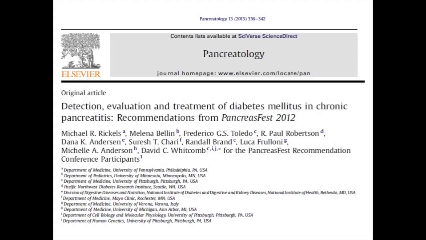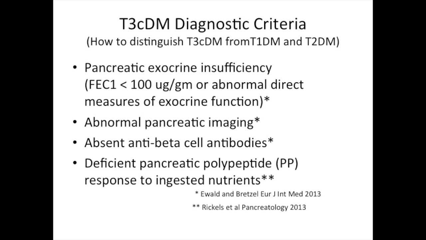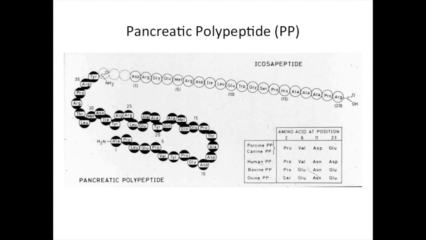And they cited the criteria that Ewald and Bretzel and Philip Hart had used of identifying, documenting pancreatic exocrine insufficiency, either with a screening test such as fecal elastase C1 or more direct testing of pancreatic exocrine secretion, the finding of abnormal pancreatic imaging, usually in association with a history of pancreatic disease, and the absence of anti-beta cell antibodies. In addition, Rickles' consensus group also recommended that the deficiency of pancreatic polypeptide response to nutrients was an important marker for pancreatogenic diabetes.